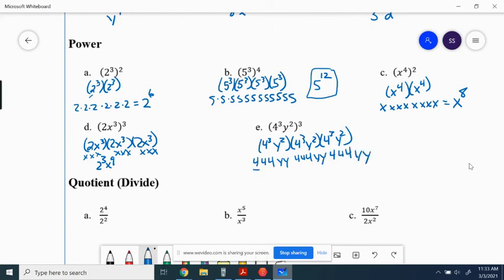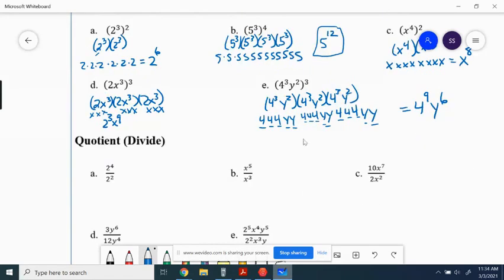How many 4's? 1, 2, 3, 4, 5, 6, 7, 8, 9. So this is 4 to the ninth power. And how many y's do we have? 1, 2, 3, 4, 5, 6. Y to the 6th. All right, that was a lot.